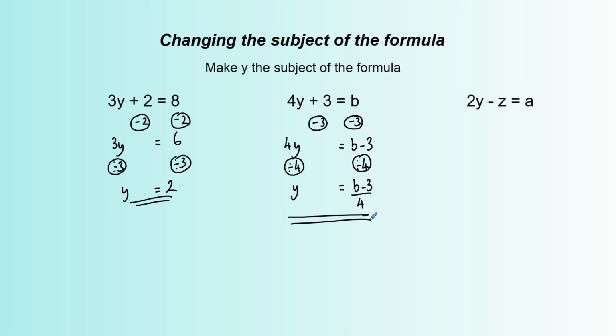Similar idea with this last question. There's more letters involved, but it's the exact same strategy. So here we want to get the 2y on its own, so we're going to add z to both sides of the equation. That'll give us 2y, and minus z and plus z cancel, so that gives you 0. And on the right hand side, a plus z. And almost there, we've got 2y, we want y, so we're going to divide by 2 on both sides. And that gives you y equals a plus z, all divided by 2.